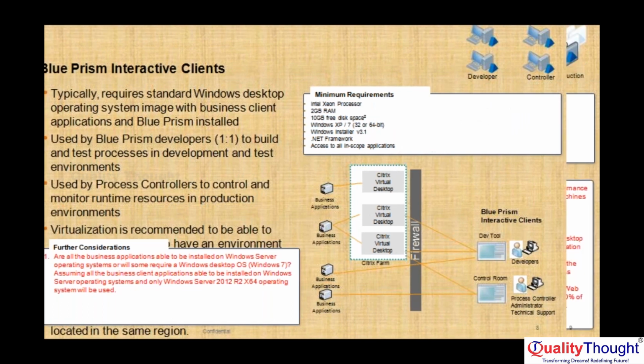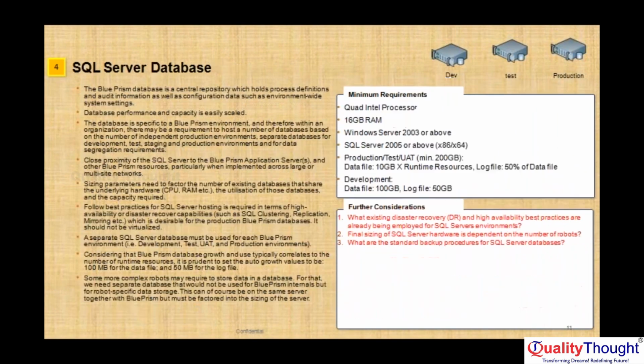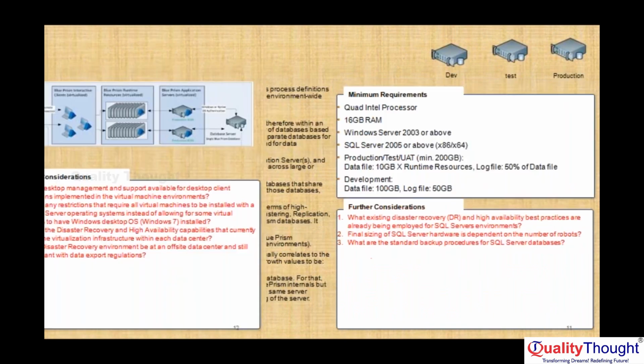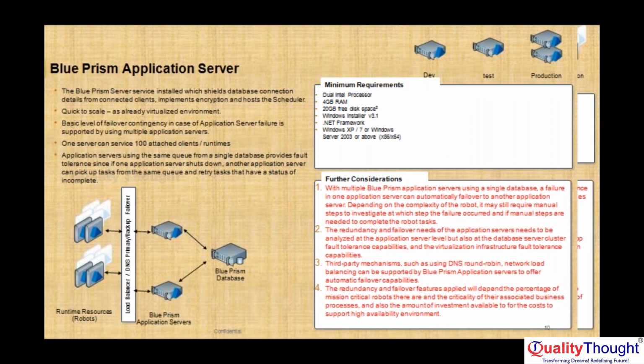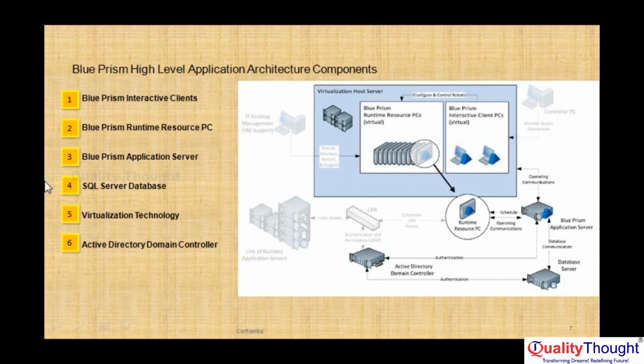Now we'll start understanding one by one. What is the interactive client? What is the runtime resource? What is the application server? What is the database server? These four components we'll try to understand one by one. If anyone asks you to explain any RPA architecture, you have to explain these 6 components: Blue Prism Interactive Client, Blue Prism Runtime Resource, Blue Prism Application Server, SQL Server Database, Virtualization Technology, and Active Directory Domain Controller. And you have to draw this diagram.